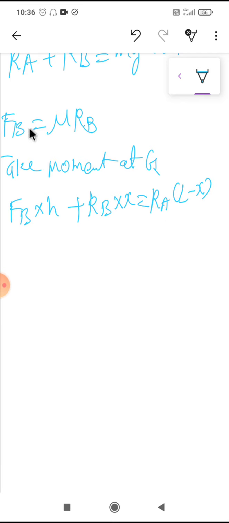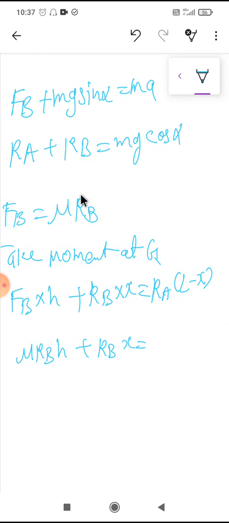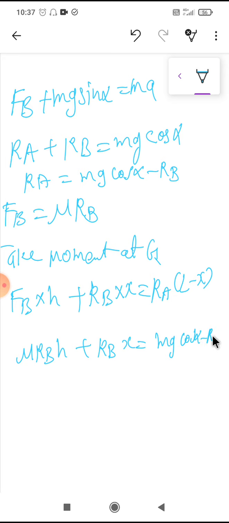So here we'll put FB is equal to mu RB, so we'll get mu RB h plus RB x is equal to RA. Instead of RA, if I want to make RA the subject, I can write mg cos alpha minus RB. So here you can see that I am substituting every term in terms of RB, to find RB. So mg cos alpha minus RB into L minus x.